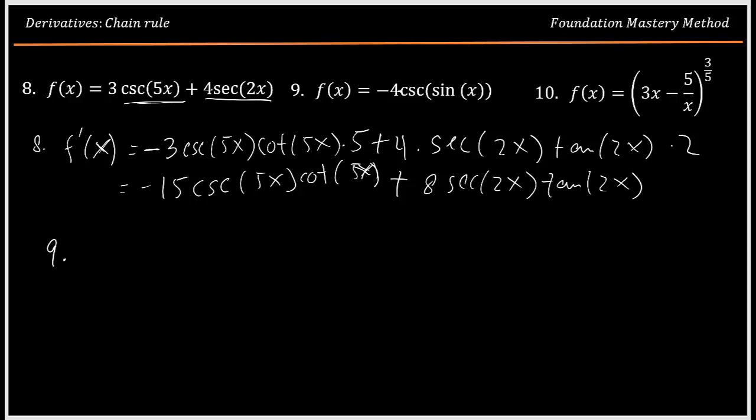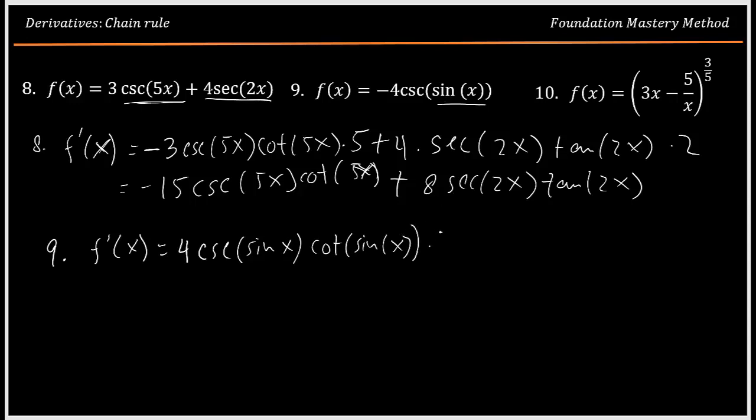Minus cosecant sin x. So the derivative again, to remember, cosecant will give me negative cosecant x cotangent. So this negative will be positive. Now 4 cosecant of sin x cotangent sin x, and then derivative of sin x will give me cosine x, and we are done. Number 10, it's a little different.